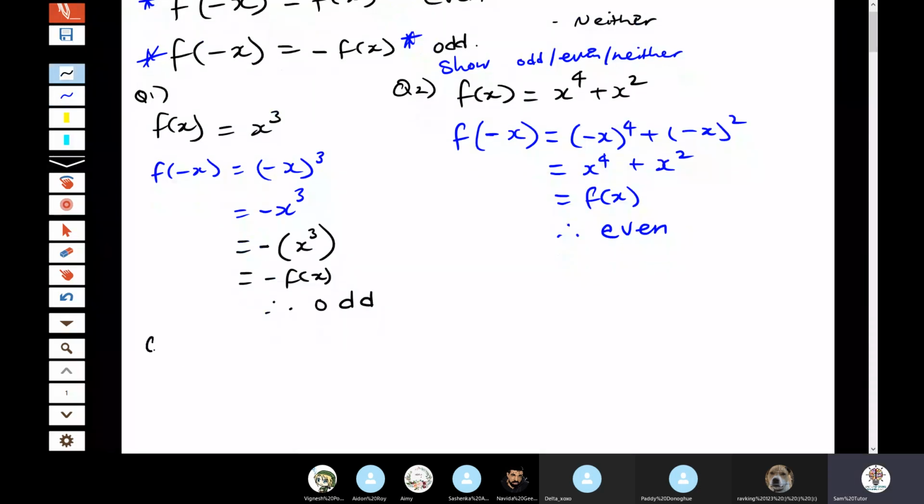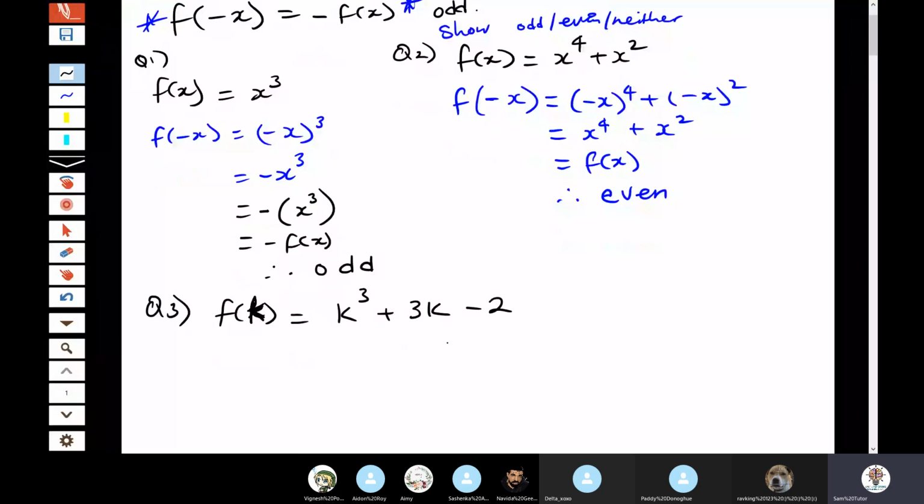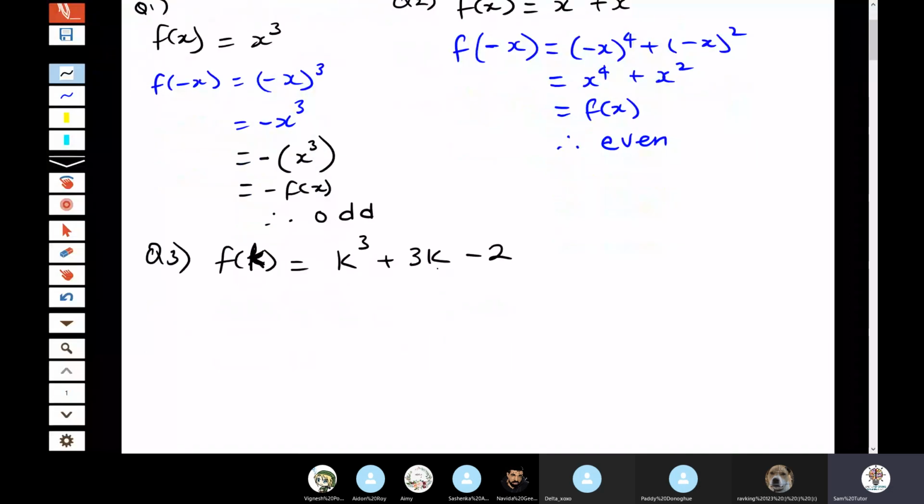Question 3, I'll take it up a notch. Amy, you can do this one, and if it's all good from everyone, then I'll get you guys doing the rest. f of k equals k cubed plus 3k minus 2. All right, Amy, f of what? Negative k. Negative k equals?